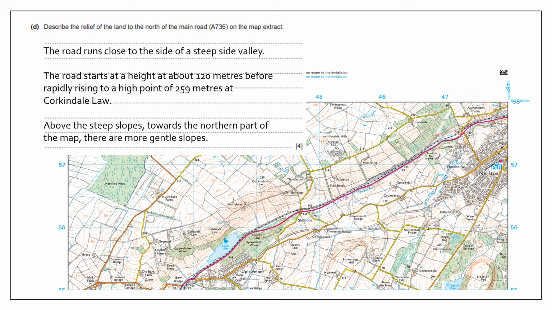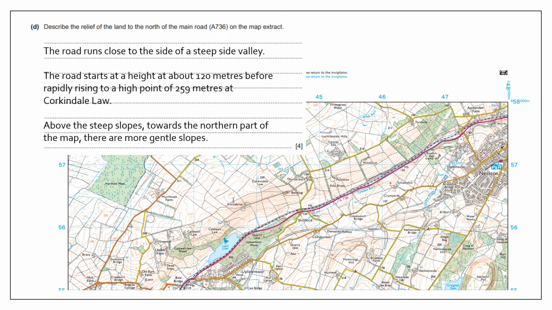So if I go back to this question, I will say something along the lines of: the road runs close to the side of a steep-sided valley. I know that because there's a river at the bottom of this valley and the road goes very close to that river. And so, yes, the contour lines are very close together by the road, so therefore it's a very steep-sided valley. The road starts at a height of about 120 meters. I can look at some contour lines to help me with that, maybe the odd spot height. Rapidly rising to a high point of 259 meters at Corkendore Law.